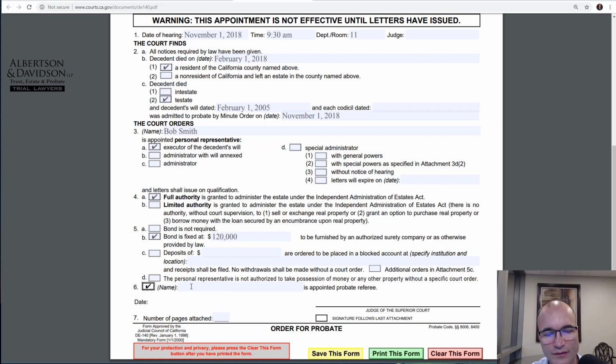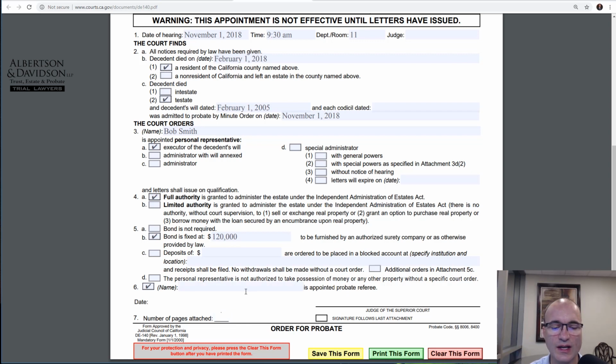And then the court's going to give you your probate referee. A probate referee is just the person who's going to appraise all the assets for you. And you're going to have to use that person to appraise everything in the estate other than cash. So even if the estate has publicly traded securities, let's say you have an estate that has 1,000 shares of Apple stock, you can't value that as a personal representative. The probate referee has to value that. And the court's going to assign you a referee. And so the court will put in the name of that person right here.